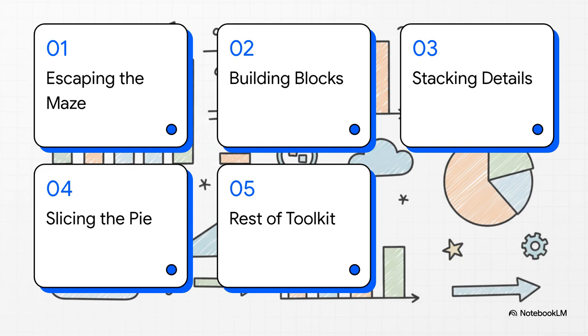Okay, let's dive into this. Here's our quick roadmap for today. First, we'll talk about escaping the number maze. Then, we'll explore our core building blocks with bar charts, see how to stack up the details, and learn how to slice the data pie. Finally, we'll round things out with the rest of the toolkit.